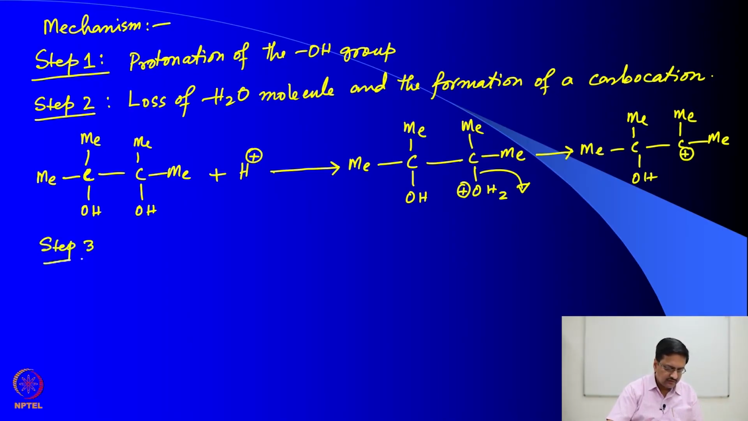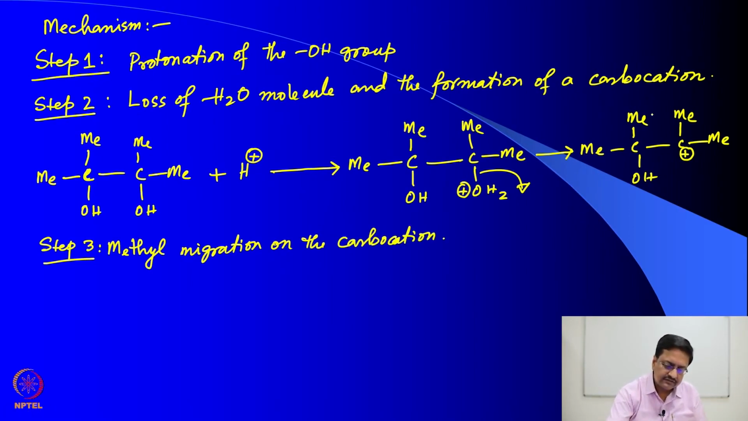Step 3 is methyl migration on the carbocation. So, this methyl group then migrates from this carbon to that carbon and generates a new carbocation at the adjacent site.